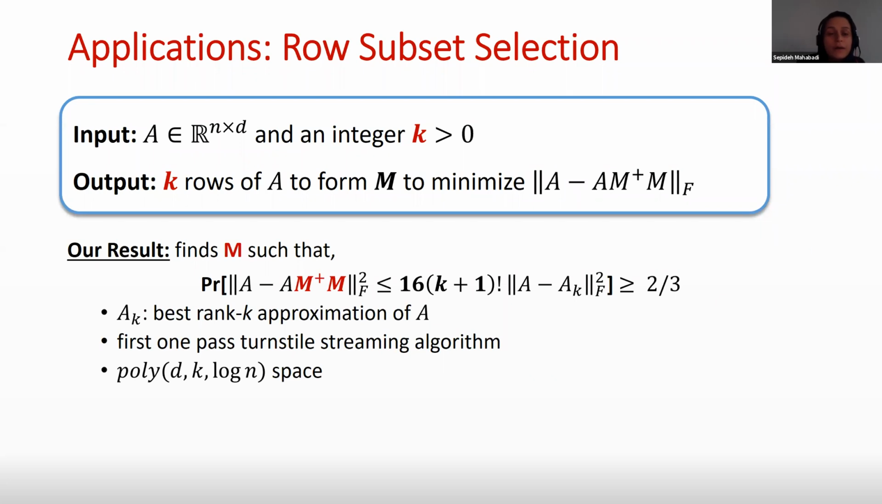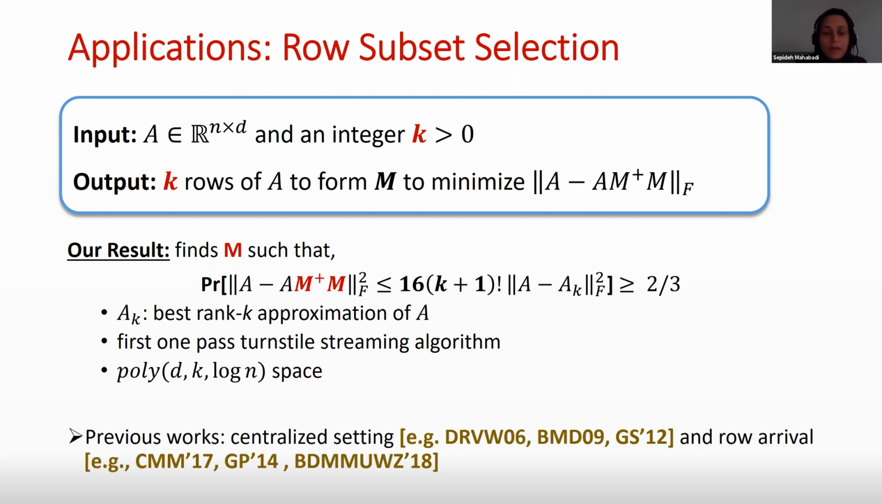So what we can show is that we can always find a subset of size k of the rows that approximates this value up to a factor of order (k+1) factorial. And this is in fact the first one-pass Turnstile streaming algorithm for the problem. The space usage of the algorithm is polynomial in d, k, and log n. Okay. So previous results were either working in the centralized setting or the row arrival model.